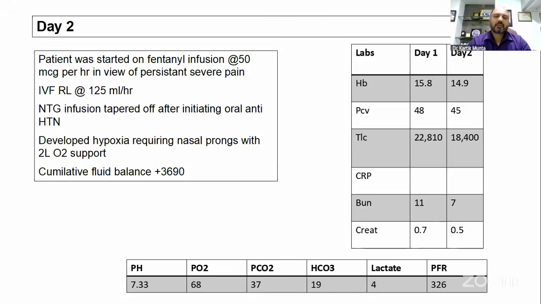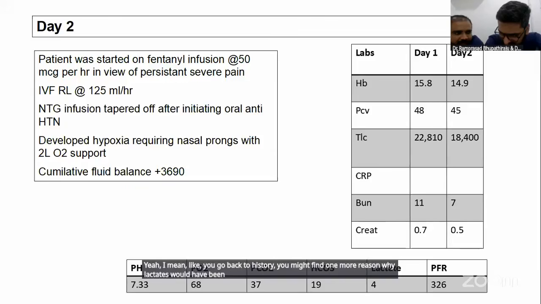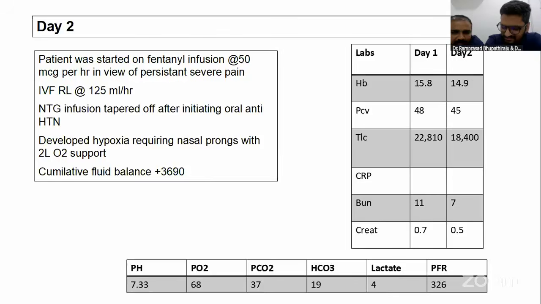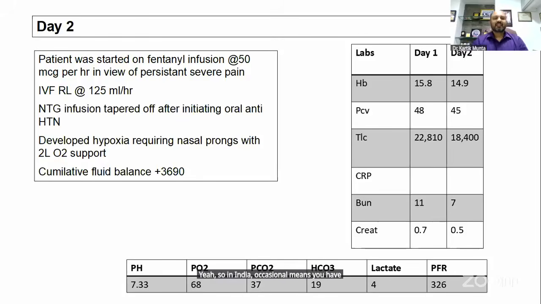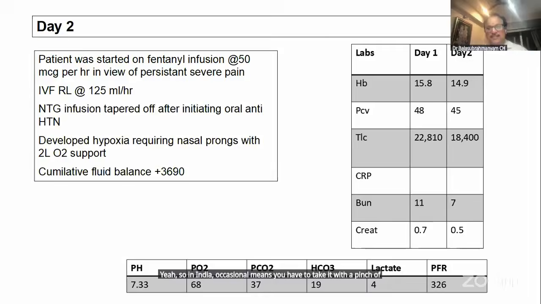If you go back to history, you might find one more reason why lactates would have been elevated in this case. He was an occasional alcoholic, sir. He had an occasional binge. You have to take it with a pinch of salt, right? He had a binge.